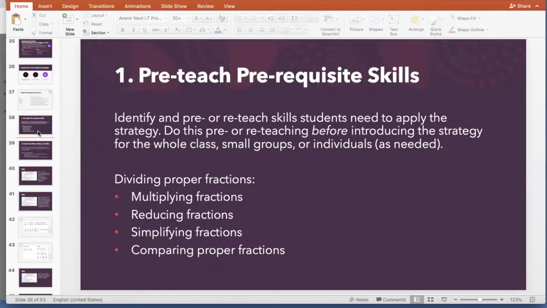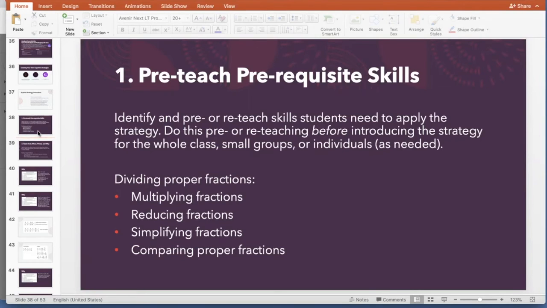Again, if there are things students need to know to be able to use the strategy, you want to make sure that you teach those first before you introduce the strategy. You might do that in small groups. You might do it on an individual basis, depending on your group and your needs.